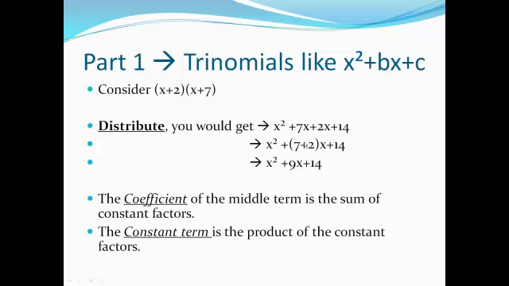And I want you to notice that in the middle you have positive 9, and on the outside you have positive 14. The coefficient of the middle term is the sum of the constant factors. So you have a positive 9 here, and that's this 2 and 7 added together. That's where the sum is. Then the constant term at the end is 14, and I want you to notice that 2 times 7 will give you 14.